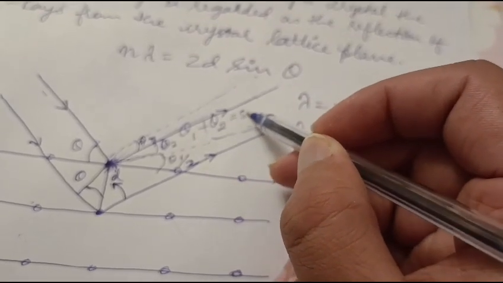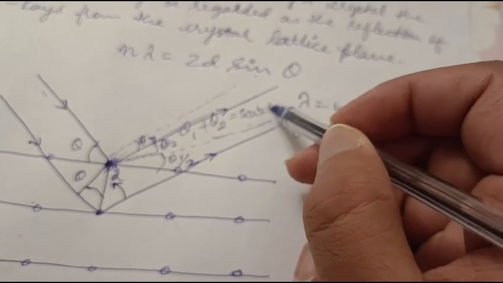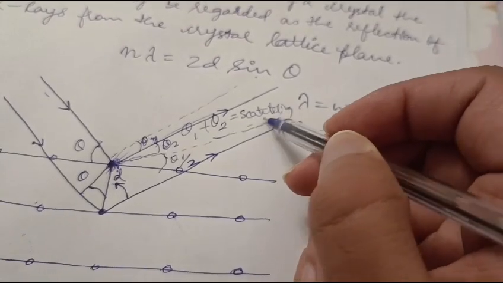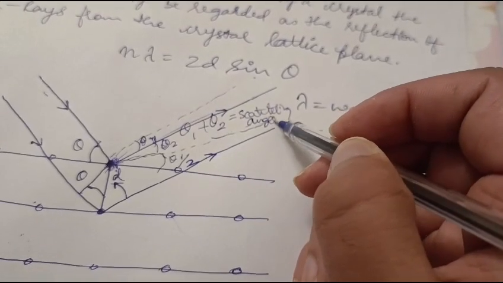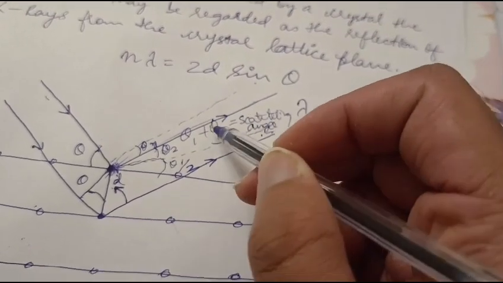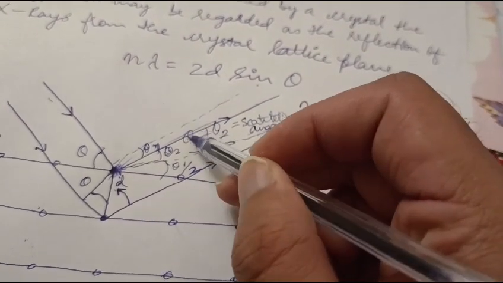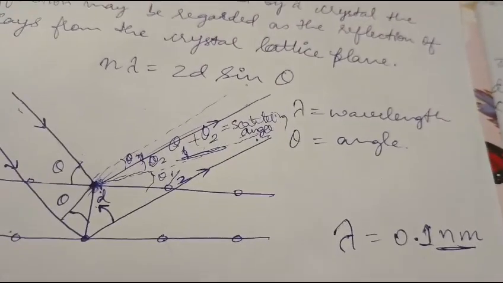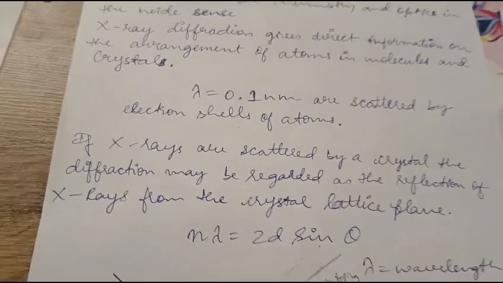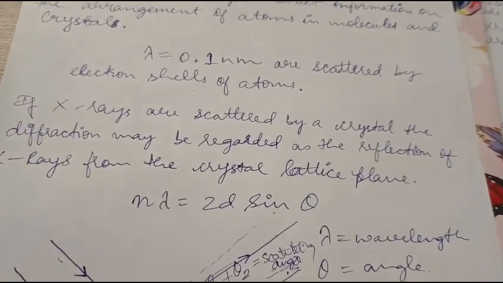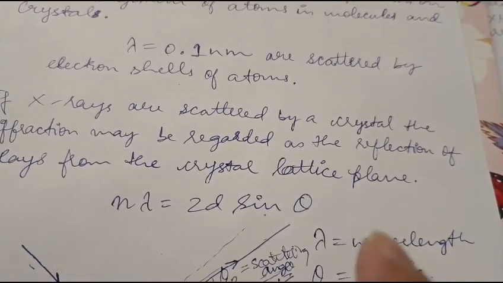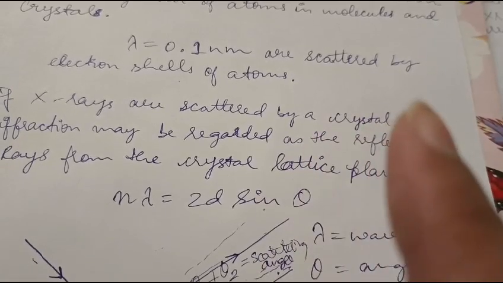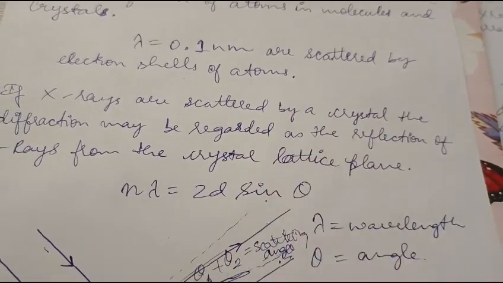Theta 2 gives us the scattering angle. So this gives the perfect reading of the scattering angle. And now if we talk about the wavelength, as I stated, 0.1 nanometer of wavelength is scattered by the electron shell of atoms.